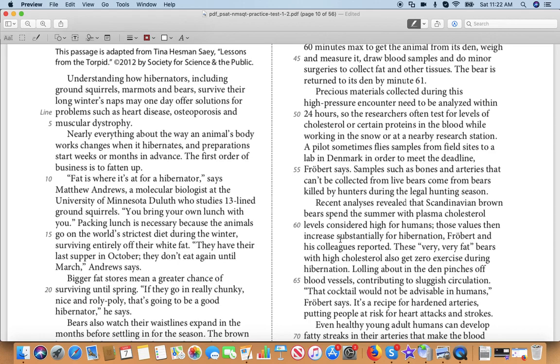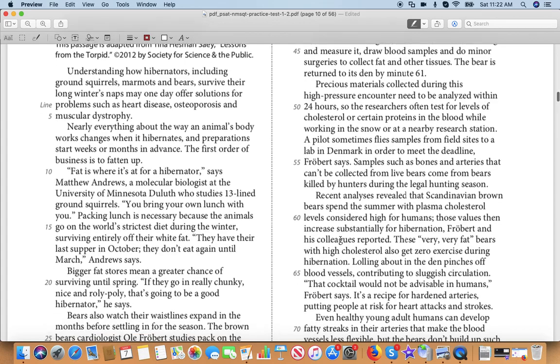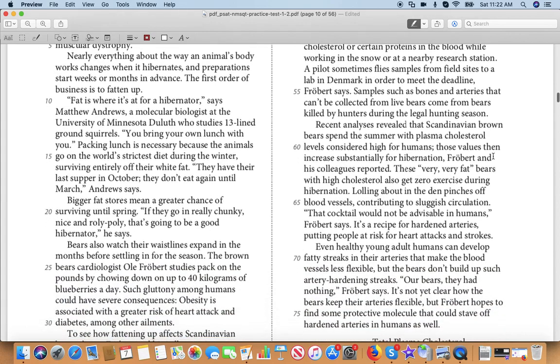Samples such as bones and arteries that can't be collected from live bears come from bears killed by hunters during the legal hunting season. Recent analysis revealed that Scandinavian brown bears spend the summer with plasma cholesterol levels considered high for humans. Those values then increased substantially for hibernation, Frobert and his colleagues reported.